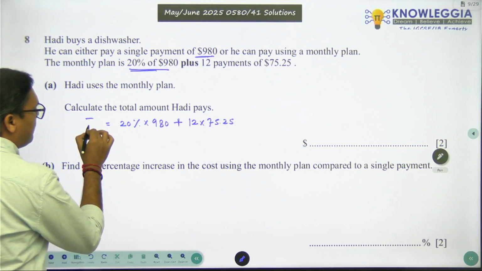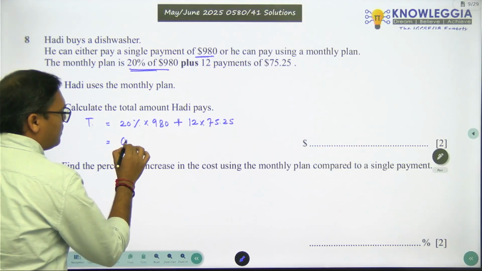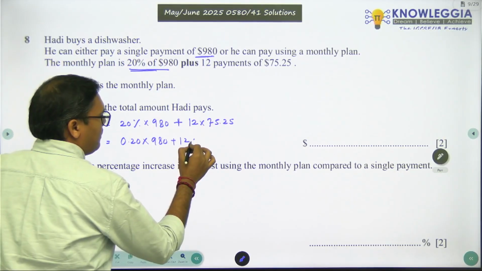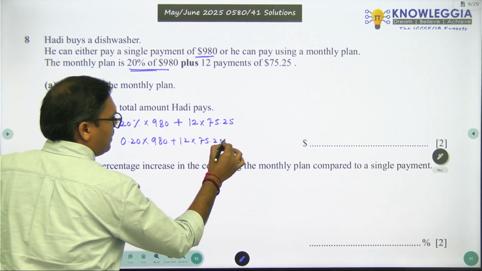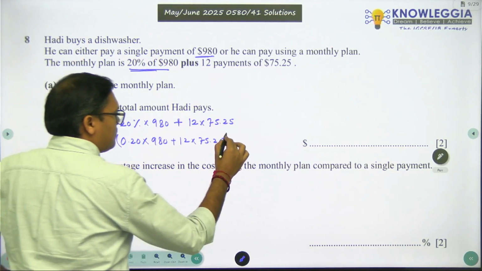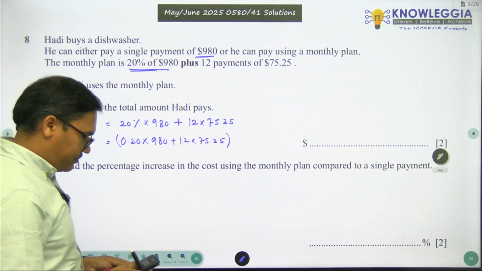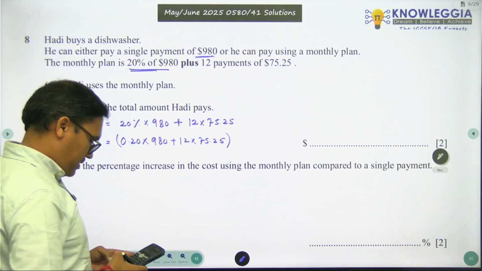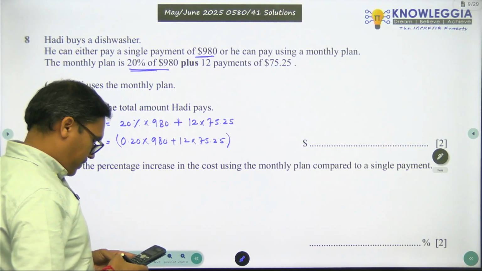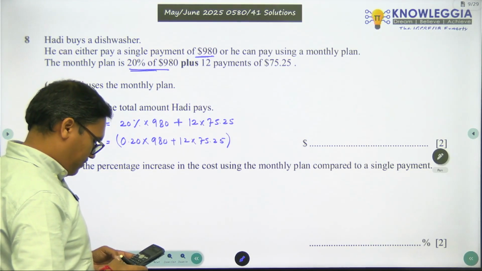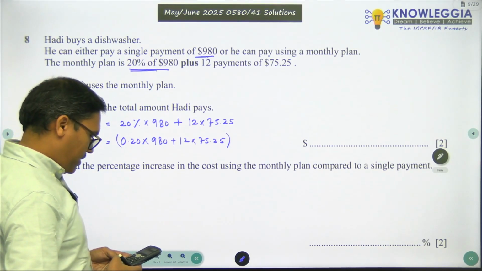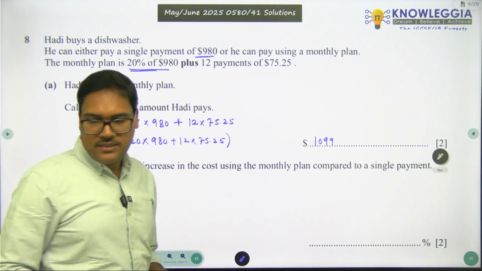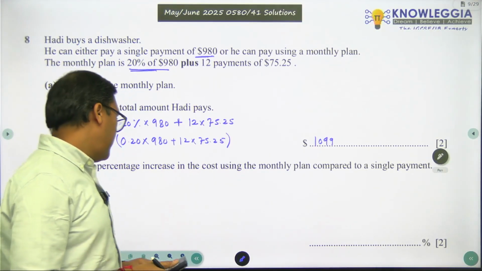This is the total amount. 20%, that is 0.20 into 980 plus 12 into 75.25. That is the answer. So let's calculate this: 0.2 multiplied with 980 plus 12 multiplied with 75.25, which is equal to $1099. So what is the answer? This is $1099. That is the correct answer.